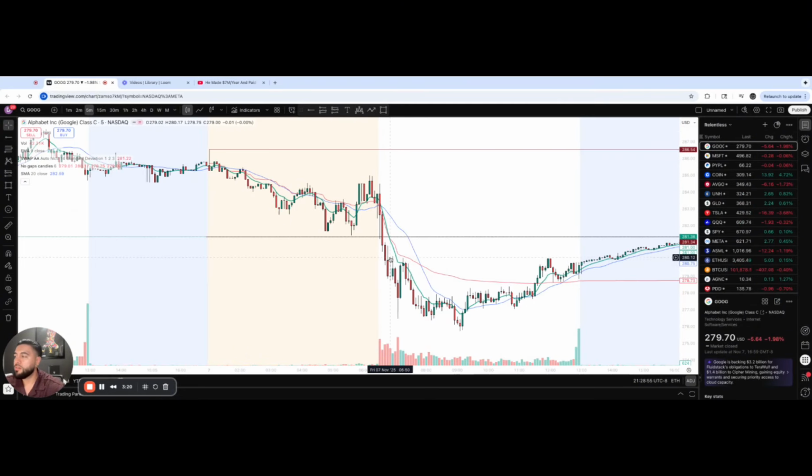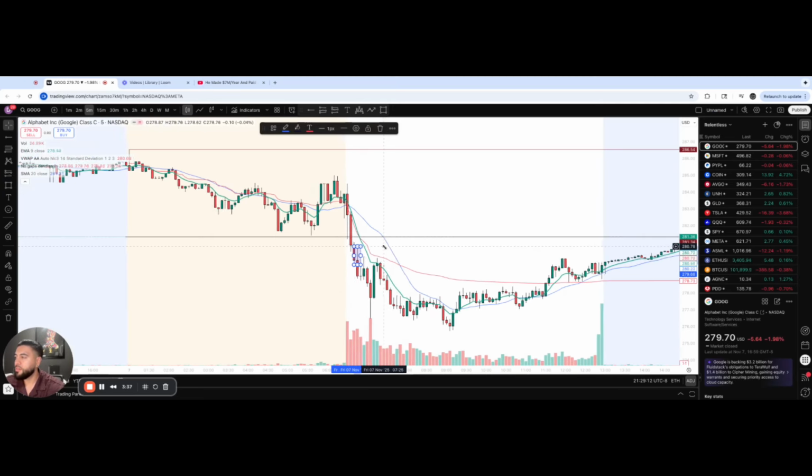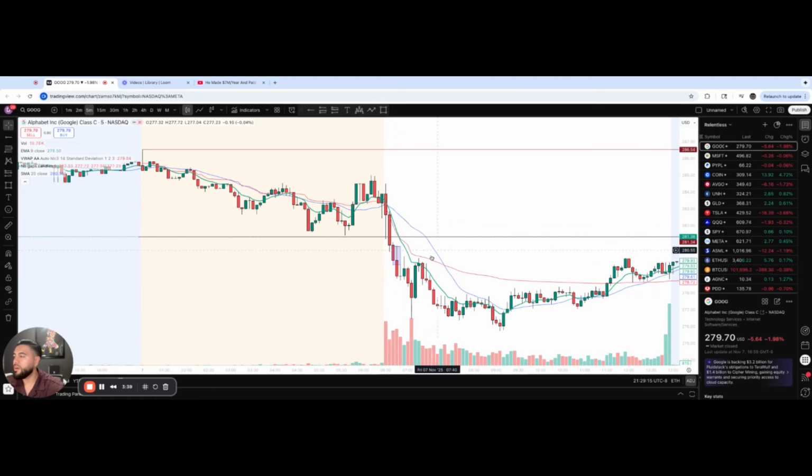This next candle here gave me a little pop to the upside, and this is the one I was interested in getting in on. I'll bring it up right here. This is the candle that I was actually interested in getting in on. As you can see, it pops up and it taps in this area right here, really close to the EMAs and the VWAPs.